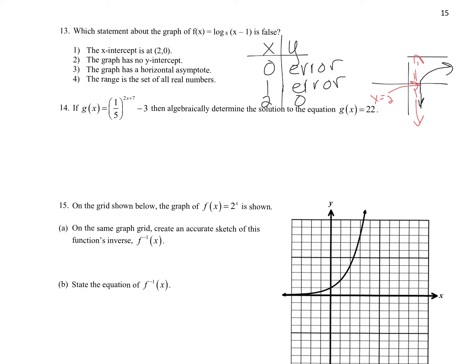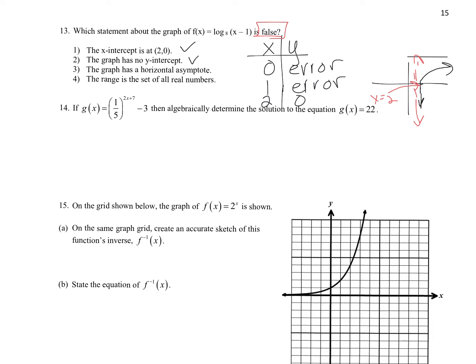So the x-intercept, so we want to know which one is false. So just be careful with those kind of backwards questions. The x-intercept is 2, 0. That is correct. It does cross the x-axis at 2, 0. It does have no y-intercept. It has a horizontal asymptote. Okay, that does not look true. We have a vertical asymptote.